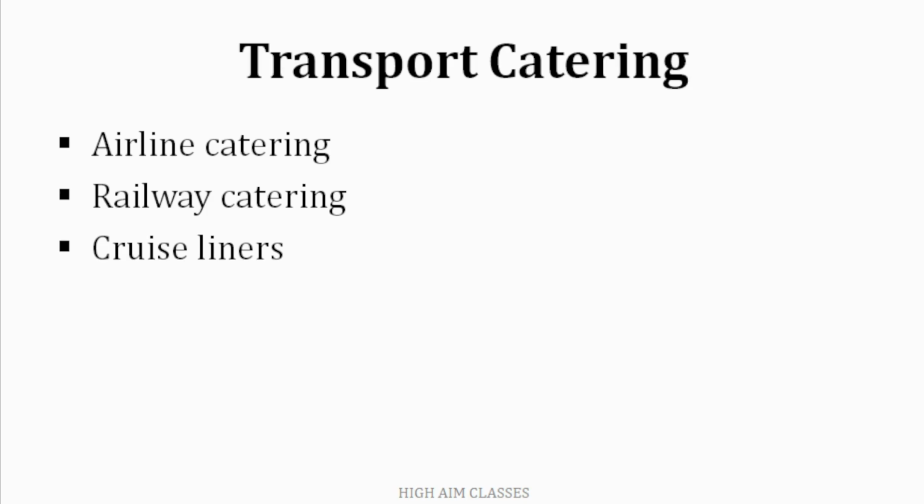Then we have a sector which is transport catering. Providing food during the journey or at the airports or railway stations is covered under this category. So we have airline catering, railway catering, and cruise catering, cruise liners. These three types of catering we will discuss in a little bit of detail because these are important, so you need to understand.